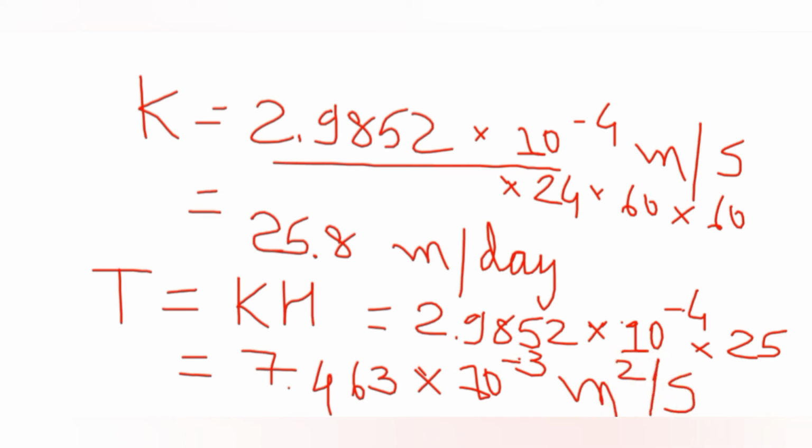Same way, if you want to find this in meter square per day, then just multiply this value into 24 into 60 into 60, and on solving we are getting T is equal to 645 meter square per day.